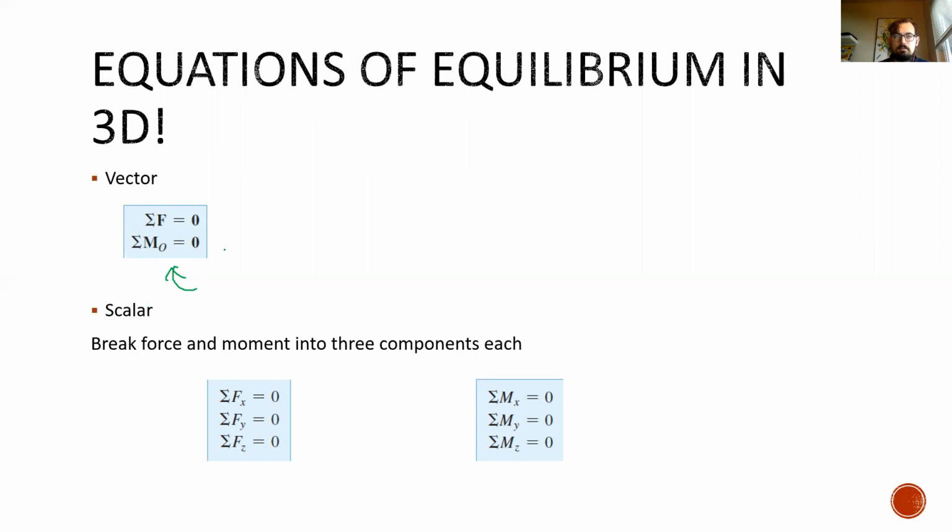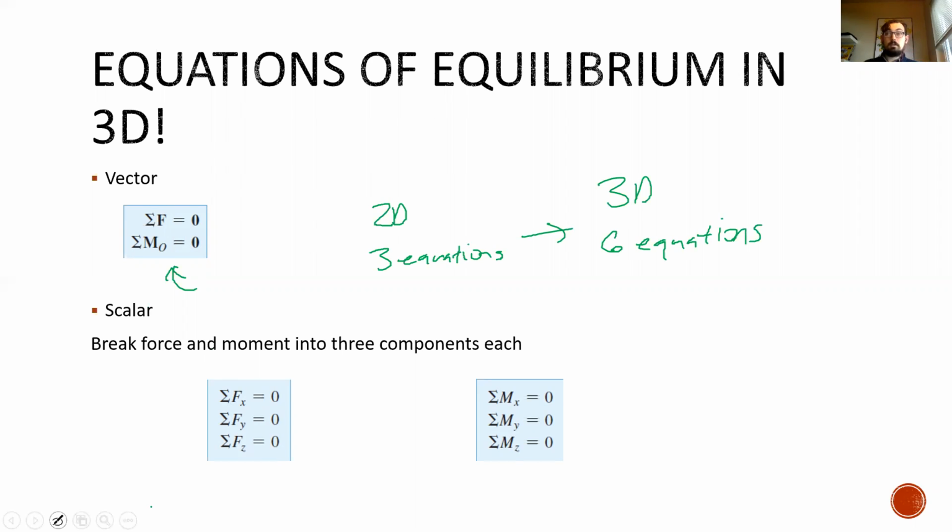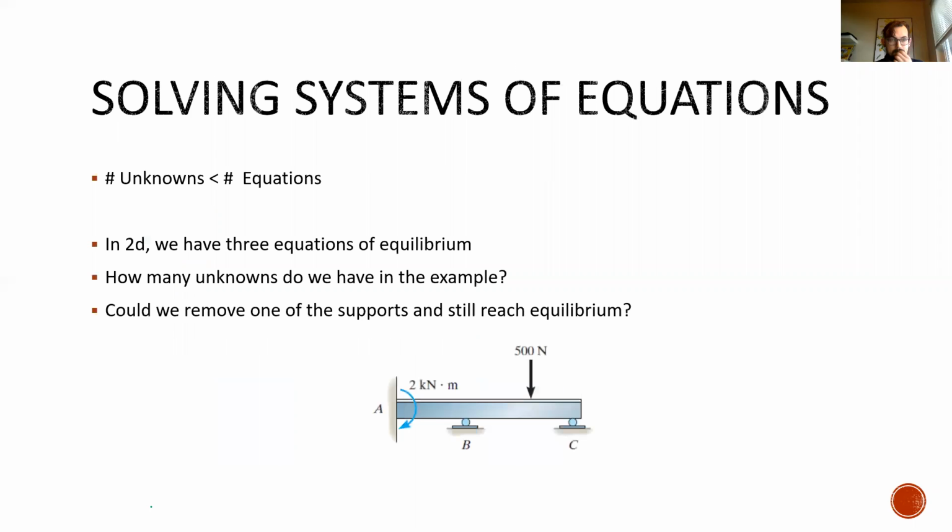So now we went from 2 dimensions. In 2D, we had 3 equations. In 3D, we have 6, which is really awesome. We can now solve for a lot more complicated and more interesting structures. Now, when we solve for systems of equations, right, we have to have a number of unknowns that's less than or equal to the number of equations. In 2 dimensions, we have 3.